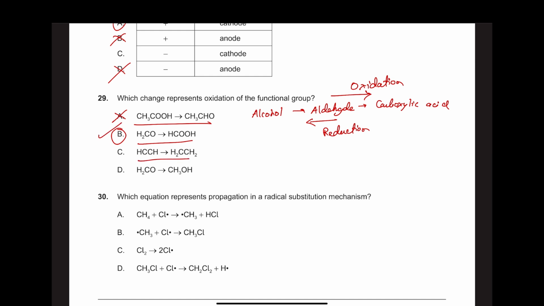Alkyne to alkene. This is addition of hydrogen. Addition of hydrogen is reduction. So C is incorrect. And the last one is aldehyde to alcohol. Again, reduction. The answer is option B.